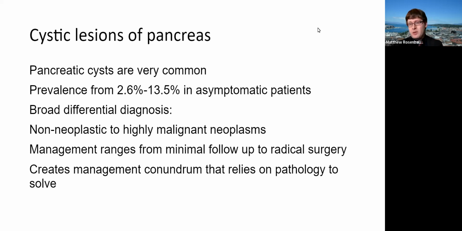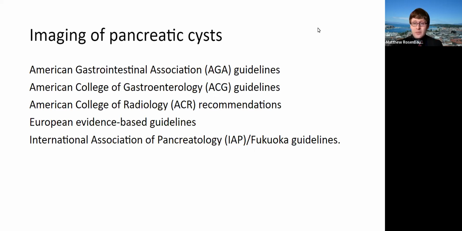Because of that, the management may be anything from fine, go home, don't worry about it, to a Whipple procedure, or straight to chemoradiation. So we rely on cytology and imaging to guide that initially. There are a lot of imaging guidelines, so I'll talk very briefly about them. Currently there are at least 5 sets of guidelines for pancreatic cysts: 3 from American associations, 1 European, and 1 more international, the Fukuoka guidelines. I have the worrisome features on the next slide. I'm not going to go through all of them, but you can see they're all vaguely different.